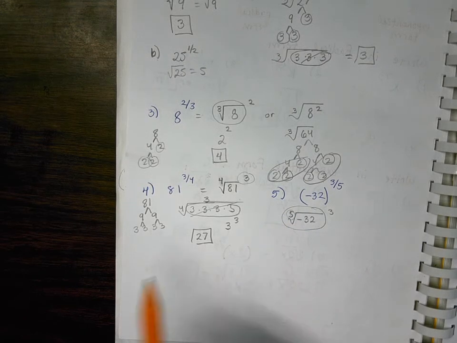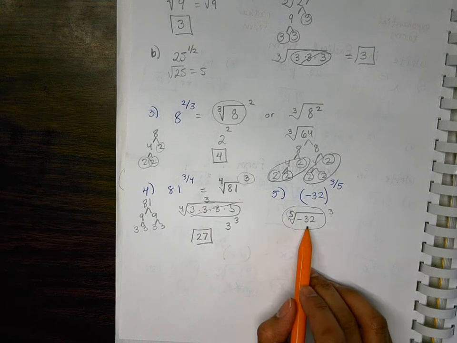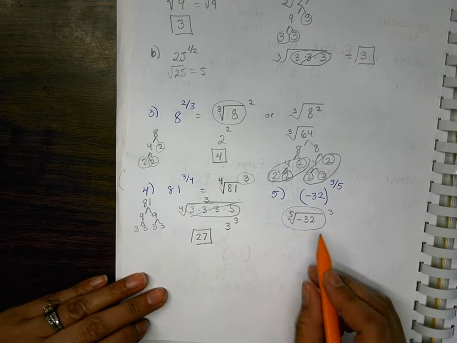If it's odd, 3, 5, 7, will it work with the negative? Yes. If it's even, 2, 4, 6, will it work with the negative? No. Do you guys see that? Because it's odd, it works, because I can take the odd root of a negative number. All right, let's break it down.